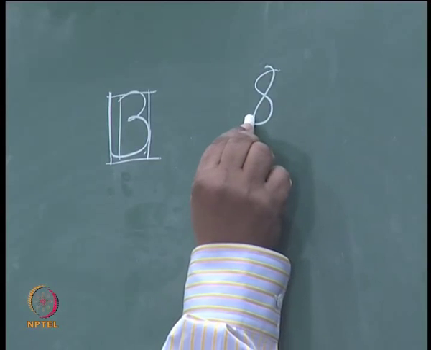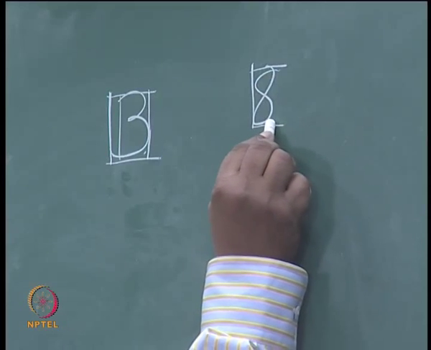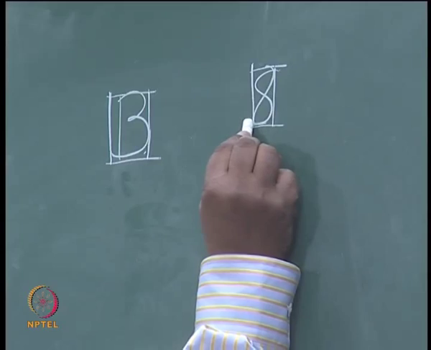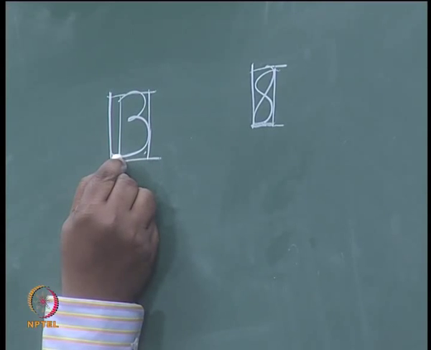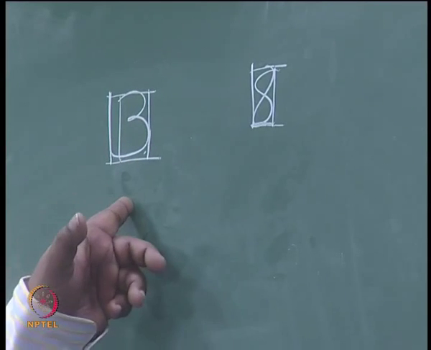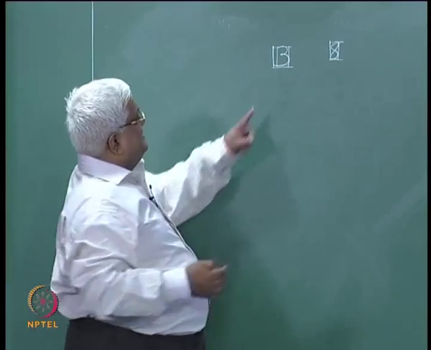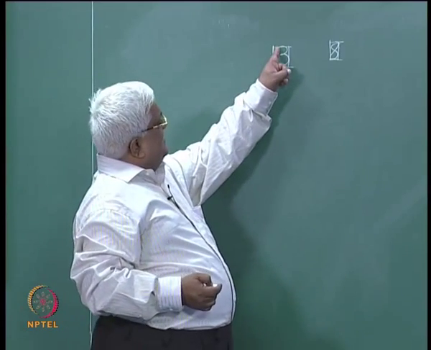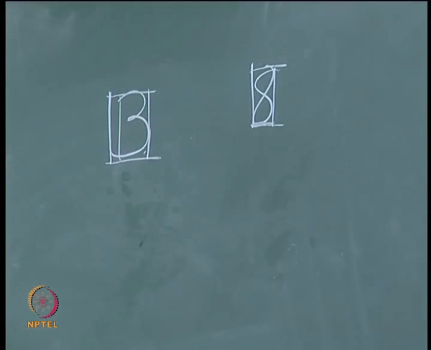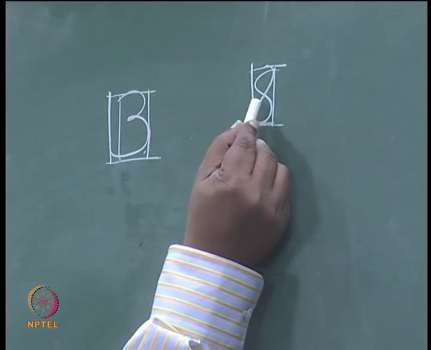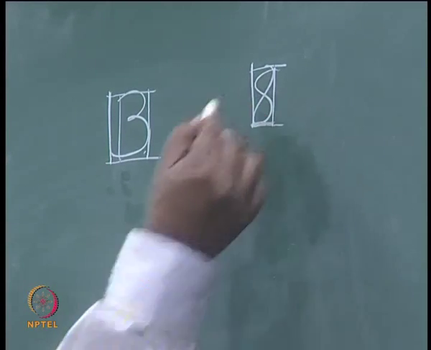Here this line is actually touching this, that is why it is like this. So, now what one is going to do is, what is the main difference between B and 8? This is sort of perpendicular to this line, whereas if you look at this character, this portion is the same, but basically it is this portion where there is a difference.